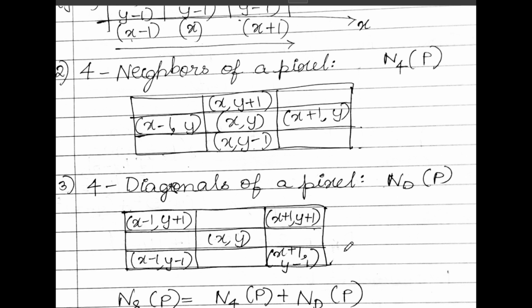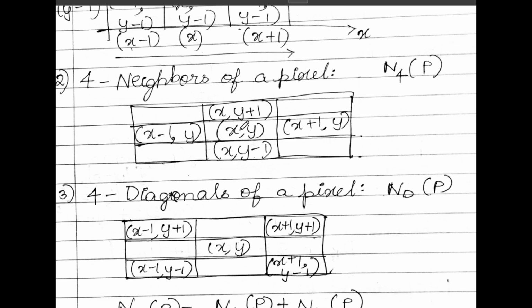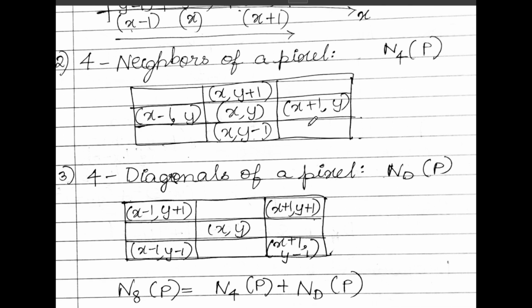So the next one is 4 neighbor of a pixel. 4 neighbor of a pixel is the pixel values having either horizontal or vertical neighbors. Here x and y has 4 neighbors, that is x plus 1, y, x, y plus 1, x minus 1, y, x, y minus 1. Here there are 4 neighbors, and in N4 or 4 adjacency of a pixel, we consider only the horizontal or vertical neighbors.